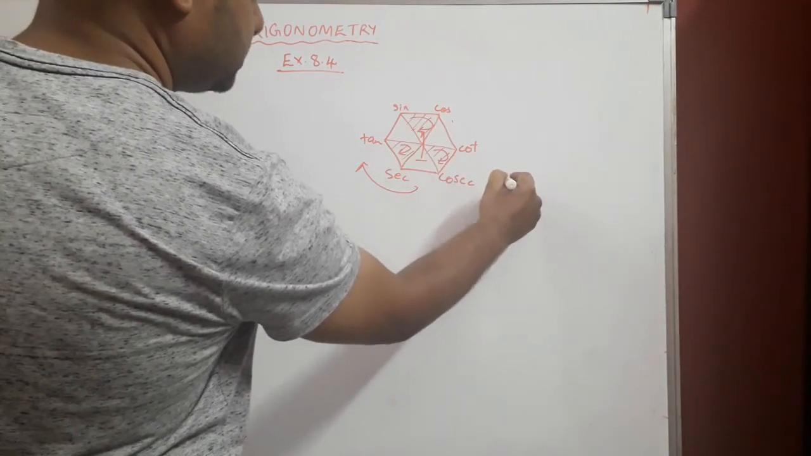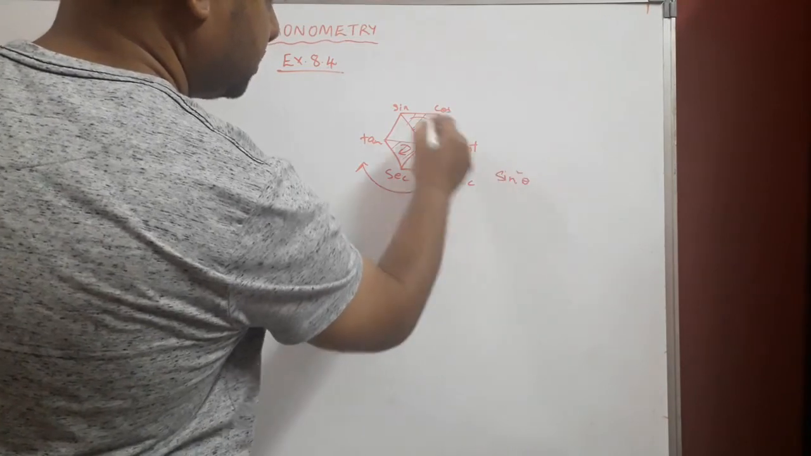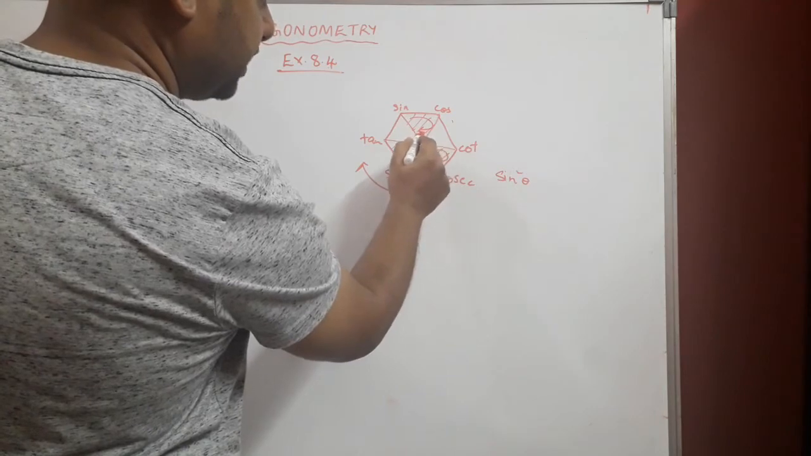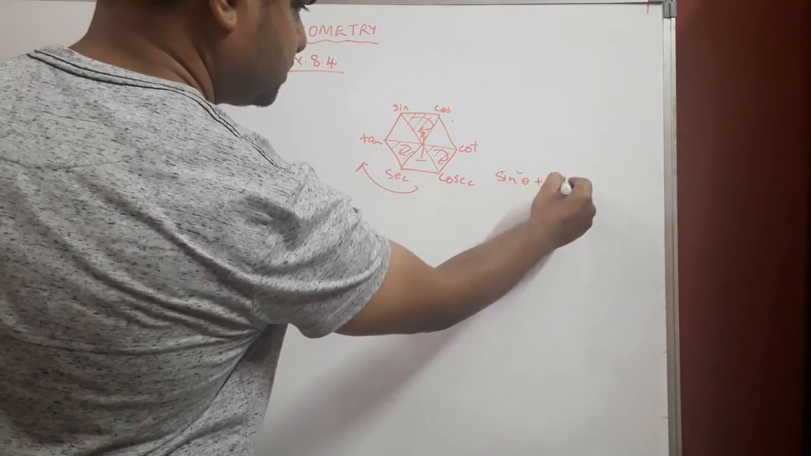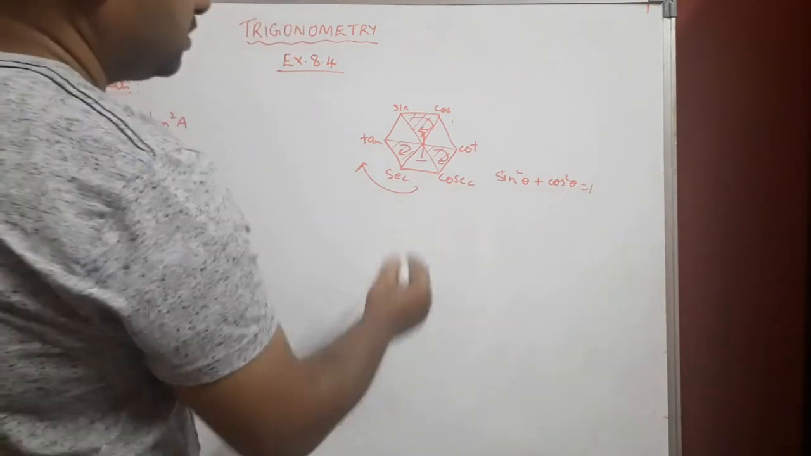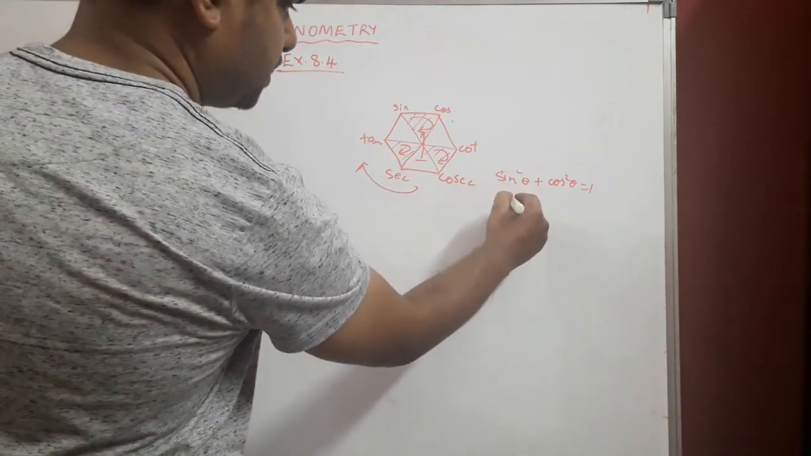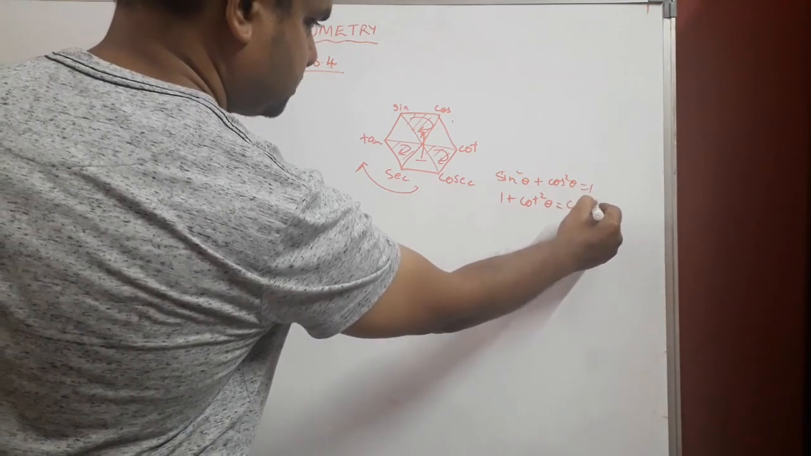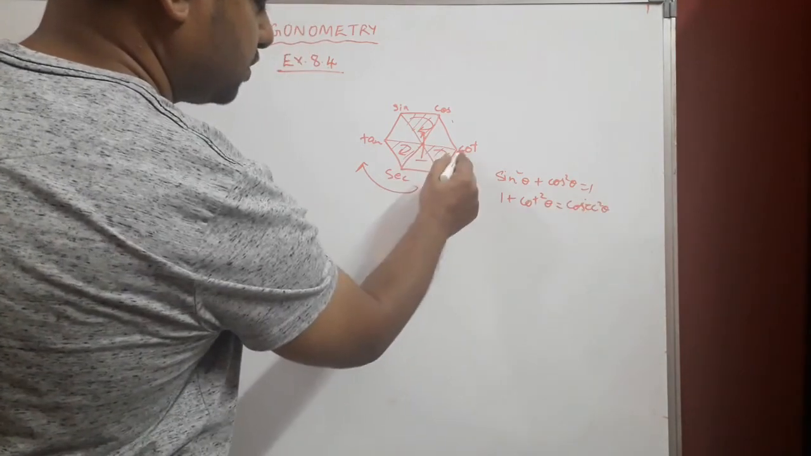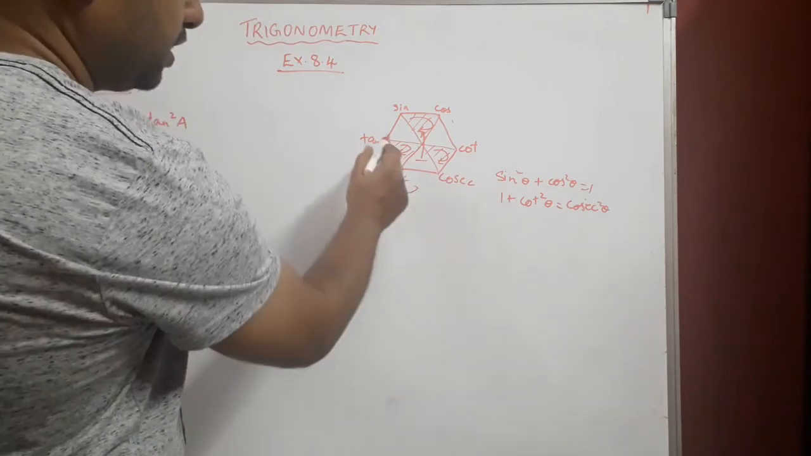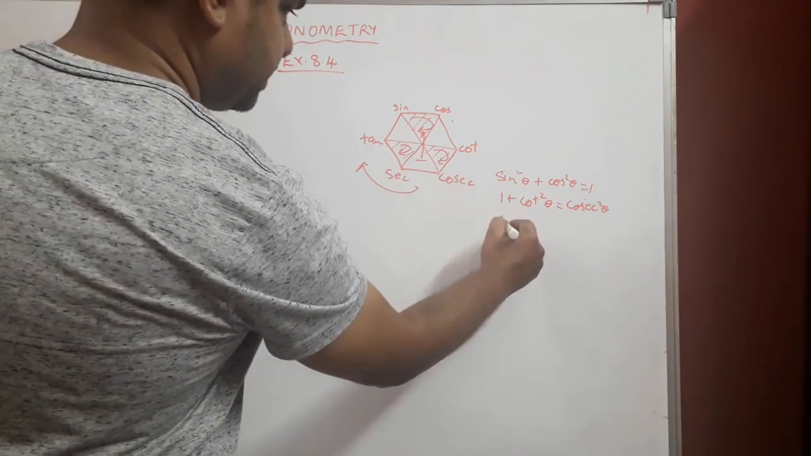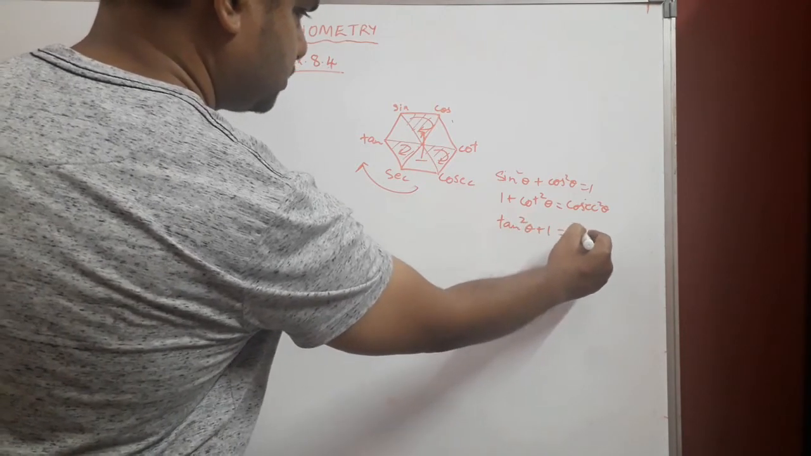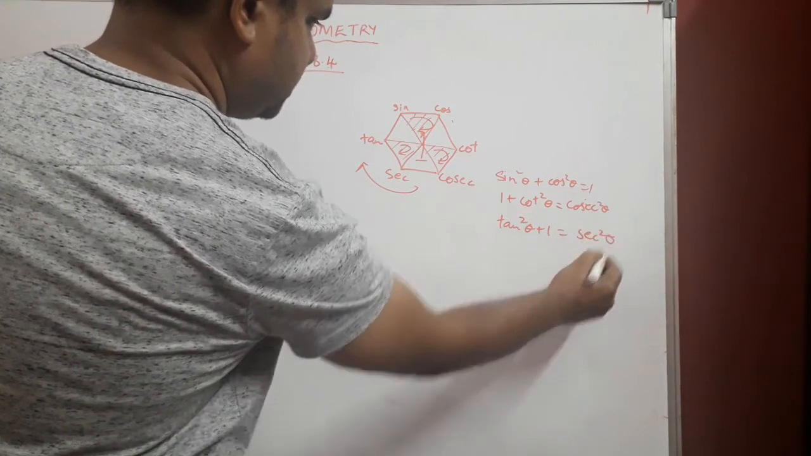So we had got sine square theta, I told you, in the 7 fashion, with the tail coming first and the head coming last. Sine square theta plus cos square theta equal to 1. Then the next one we got was 1 plus cot square theta equal to cosec square theta. And this one we had got as tan square theta plus 1 equal to sec square theta.